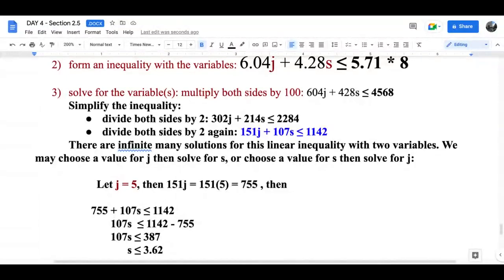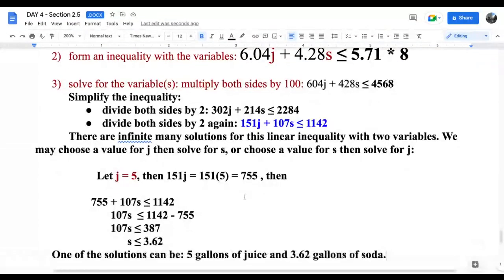Why exactly did you choose the number 5? Just for convenience. I could choose 10. I could choose 3. I could choose 1. I just happened to choose 5.